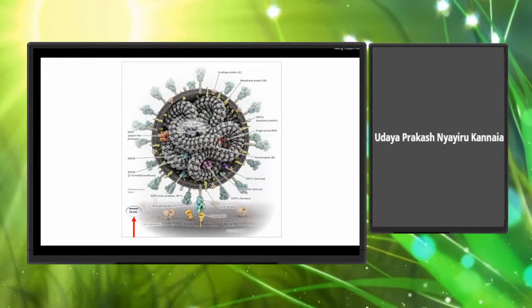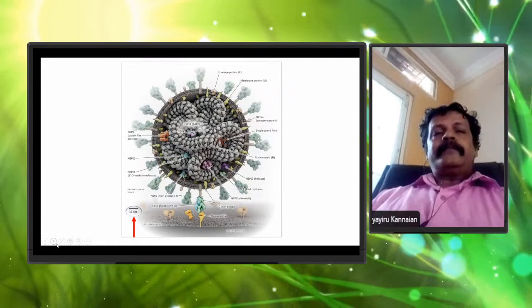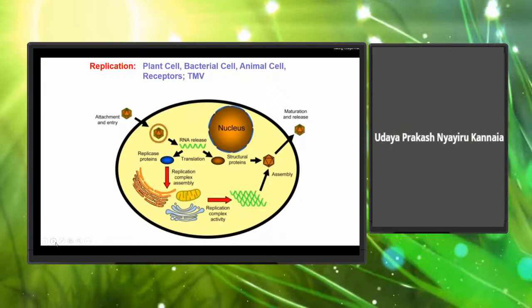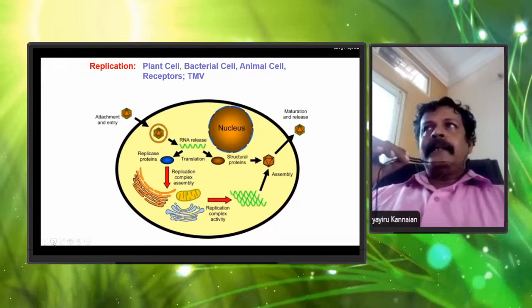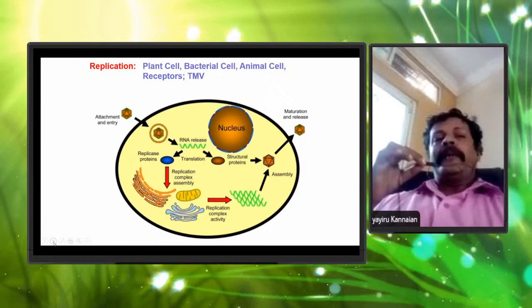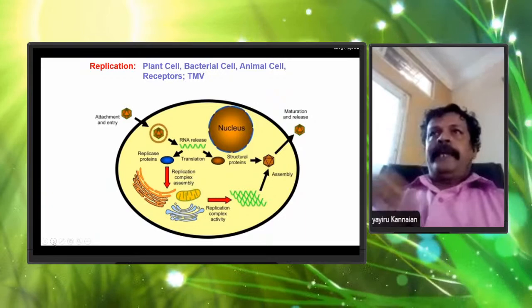How is this particular virus replicating? In this particular slide, you can see the entry of the virus into the cell. They release the RNA through replication. Of course, they form the structural protein, then come out in the cytoplasm. They are not entering into any nucleus. So cytoplasmic replication is happening in this case.